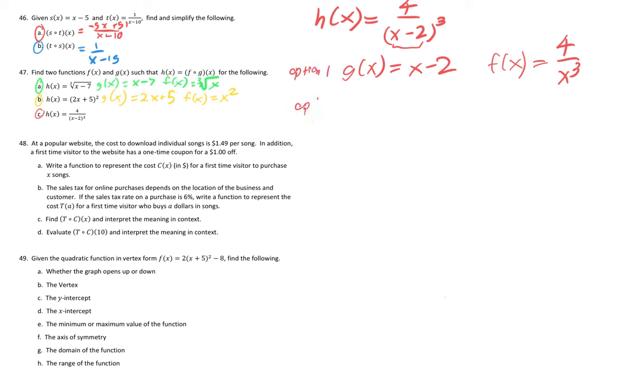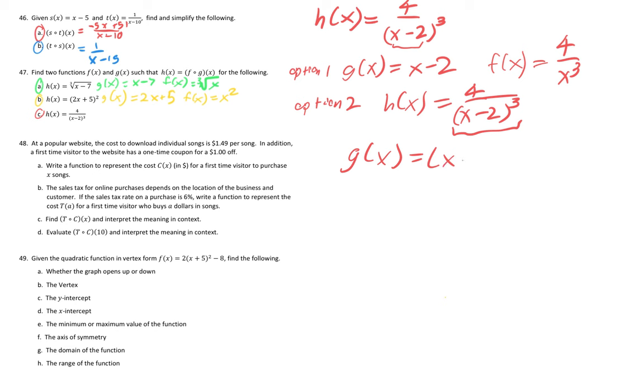So option 2 for h of x is equal to 4 over x minus 2 cubed. We can take the x minus 2 cubed as our inside function, so make our g of x equal to x minus 2 cubed. That makes our f of x function just 4 over x. So that means we're plugging this whole x minus 2 cubed in for this x down here.